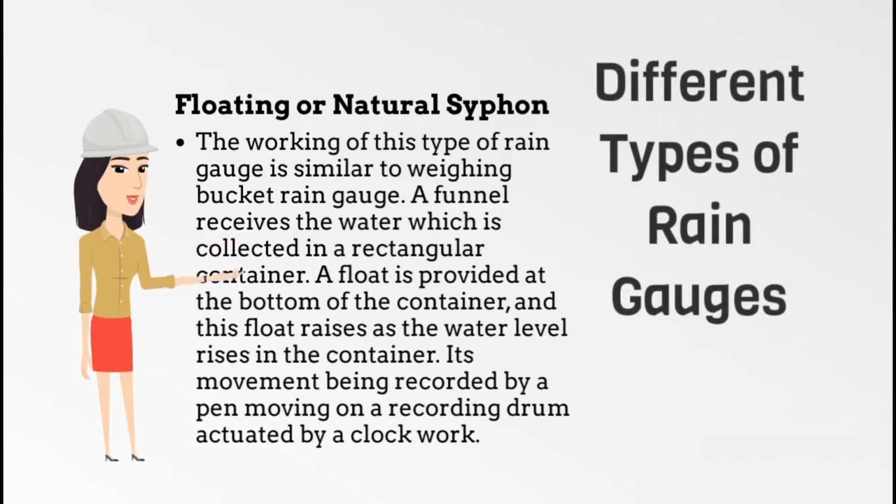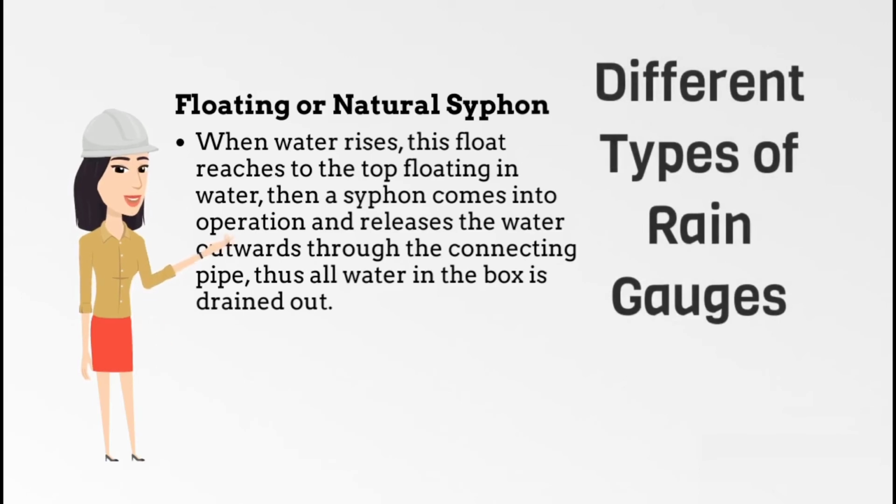Floating or natural siphon. The working of this type of rain gauge is similar to the weighing bucket rain gauge. A funnel receives the water, which is collected in a rectangular container. A float is provided at the bottom of the container, and this float rises as the water level rises in the container, its movement being recorded by a pen moving on a recording drum actuated by a clockwork. When the water rises, this float reaches the top, floating in the water. Then a siphon comes into operation and releases the water outwards through the connecting pipe. Thus, all water in the box is drained out.